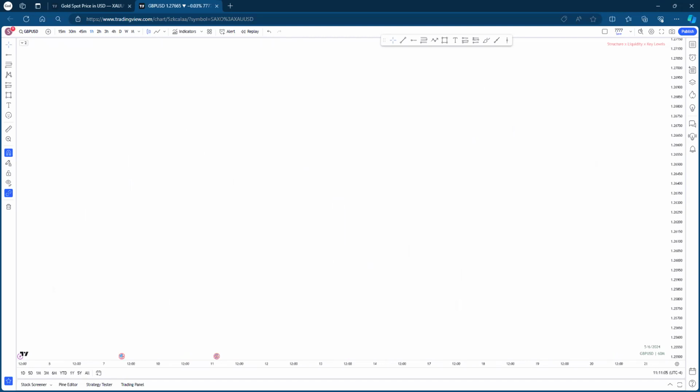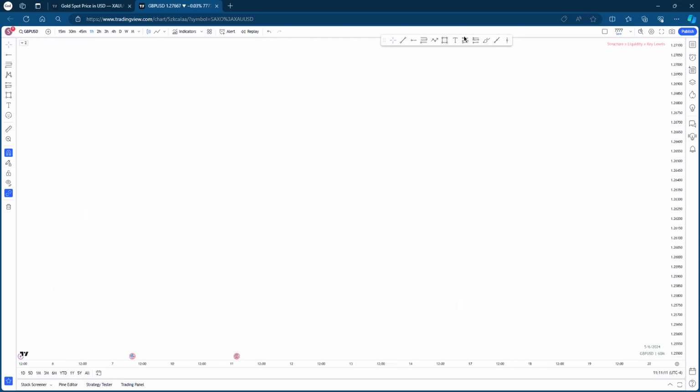So structure is very important, right? We're going to be talking about structure. We'll rush through the basics, and also then we'll move straight to the advanced.